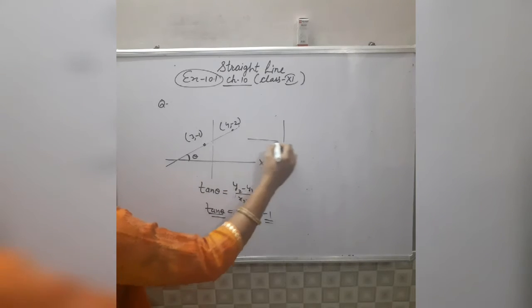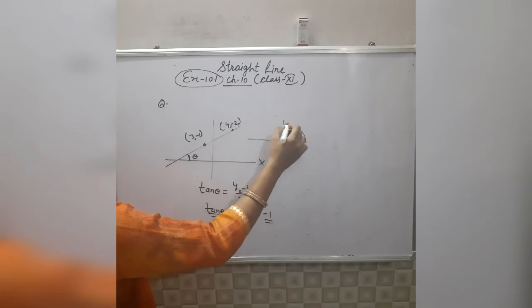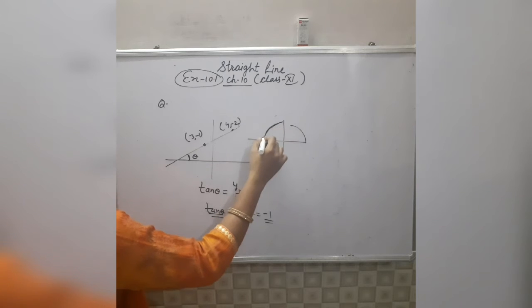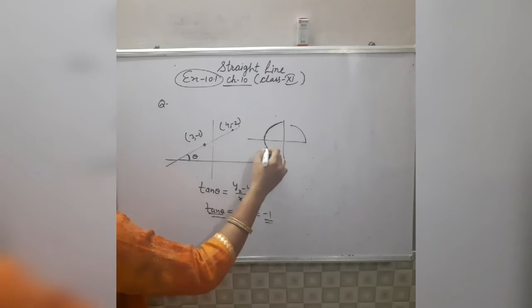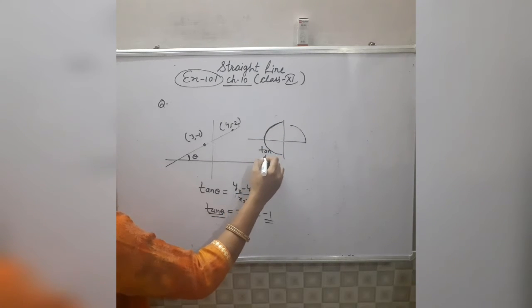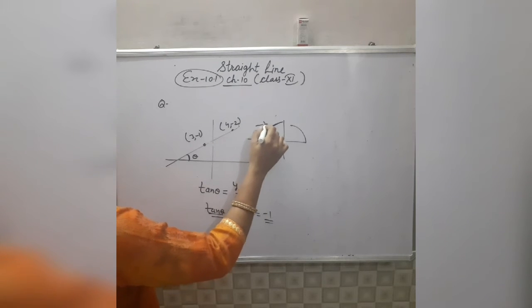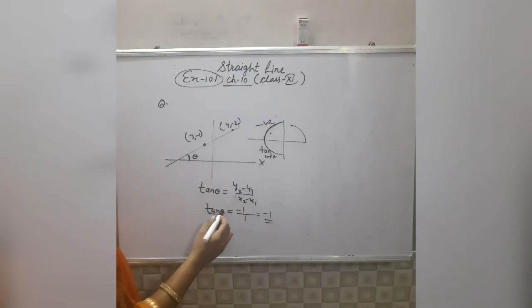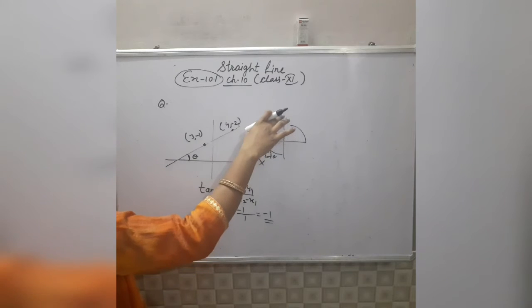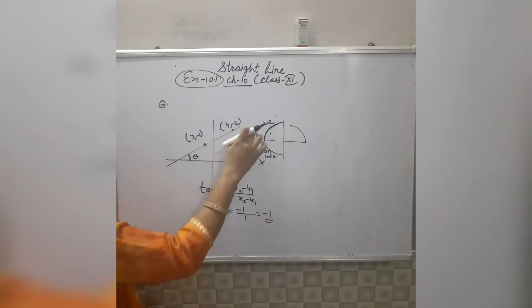All of you know that in the first quadrant all are positive. In the second quadrant, sine and its reciprocal, cosecant, will be positive. In the third quadrant, tangent and cot will be positive. In the second quadrant, tangent is negative. So here this angle theta lies between 90 and 180, which means in the second quadrant.